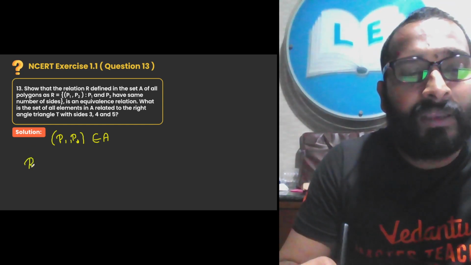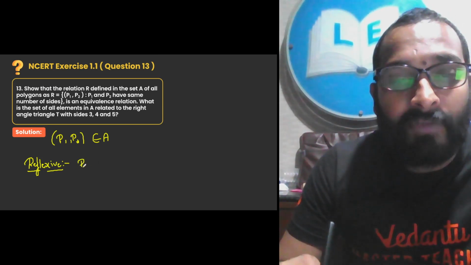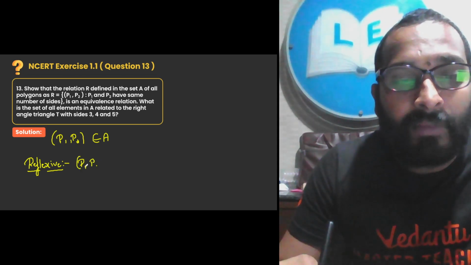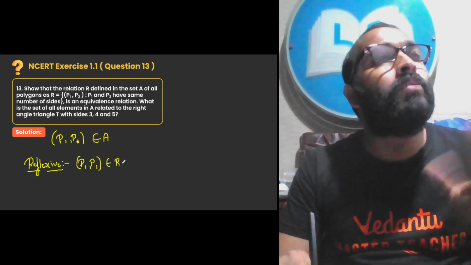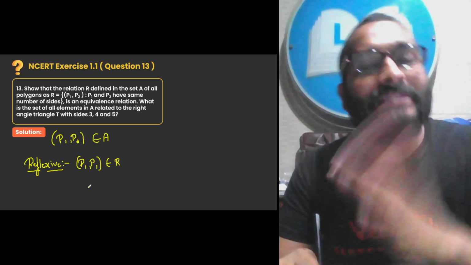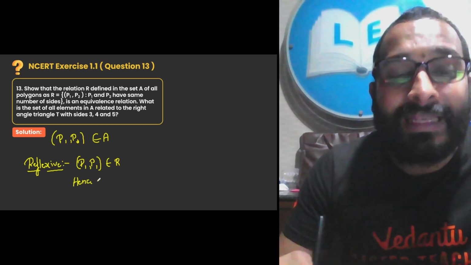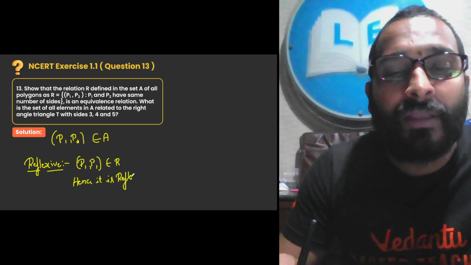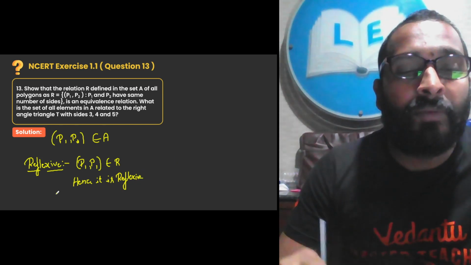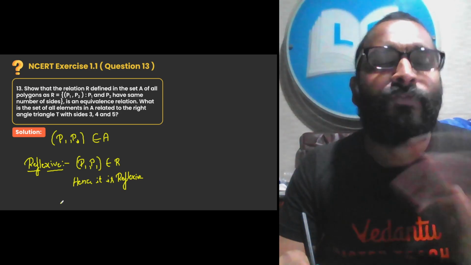So in that case, children, let us check whether this relation is reflexive. Now, if P1 belongs to A, then if I write P1, P1, does it belong to R? Yes. If P1 has four sides, then P1, P1 is possible because we are talking about the same number of sides. So P1, P1 belongs to R. Hence it is reflexive, right? Suppose P1 has four sides, then P1, P1 belongs to R, correct children?